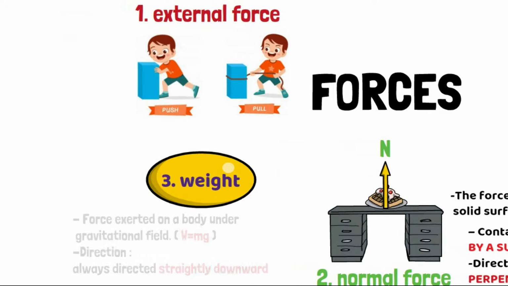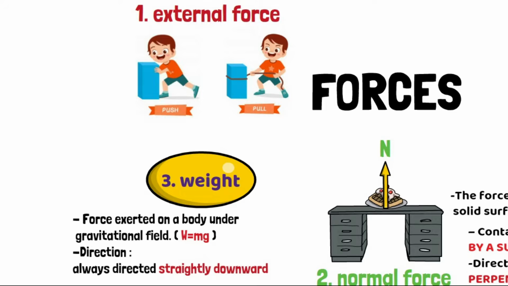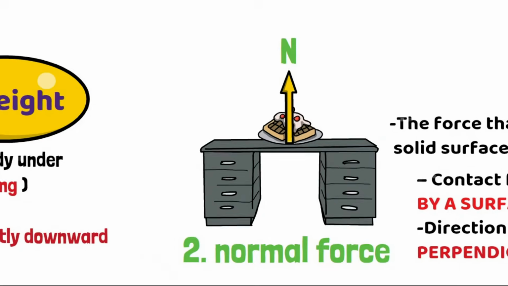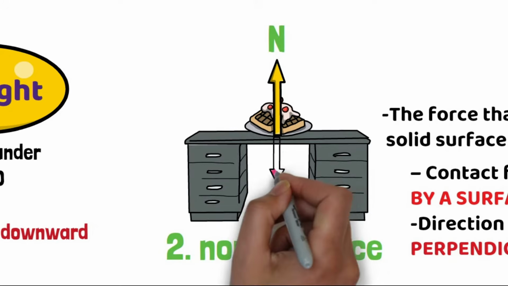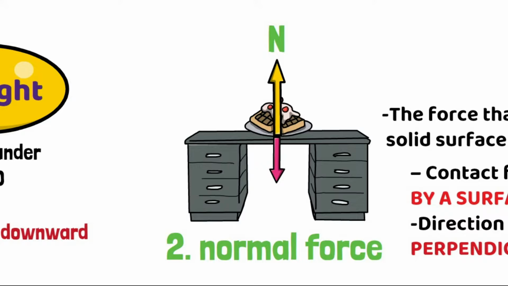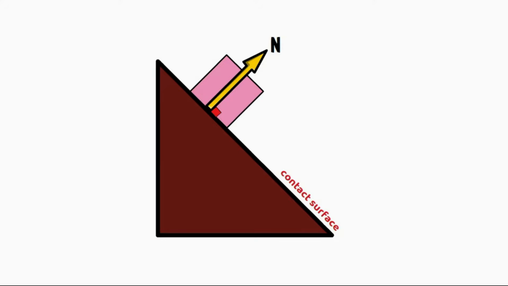Semua objek mesti ada weight. And weight adalah force exerted on a body under gravitational field. And remember, the direction of weight always directed straightly downward. So kita balik kepada contoh kek tadi. So kalau normal force tadi upward, so the direction of weight should be downward. Weight adalah force exerted from the object on the surface. Boleh? Okey.